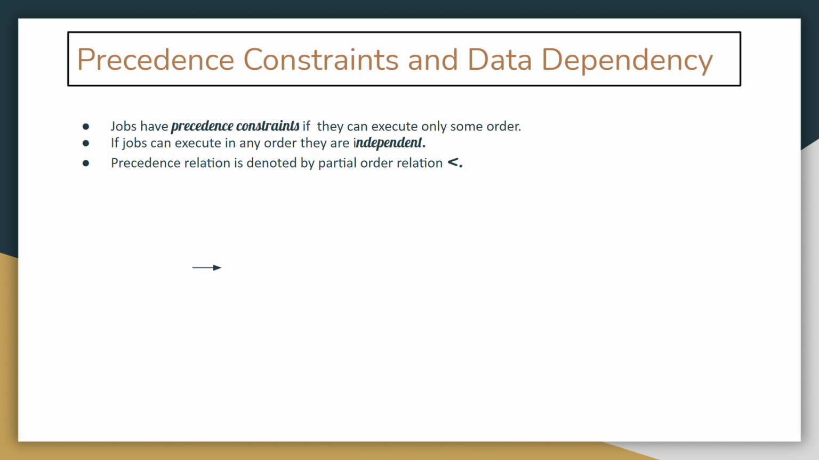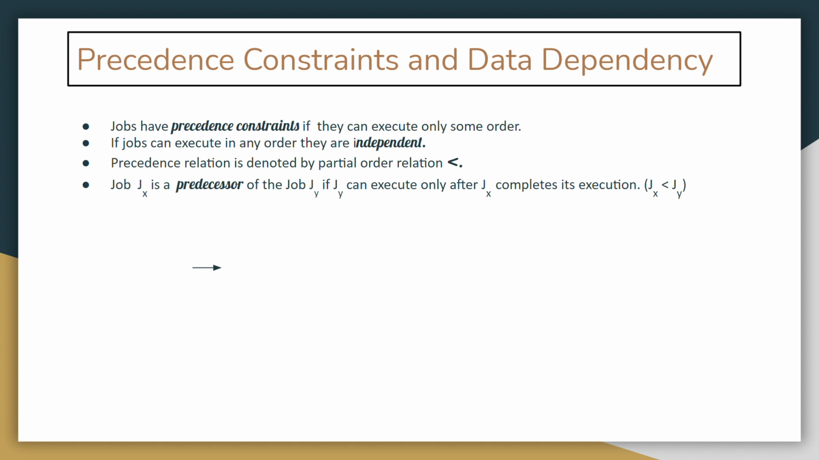Precedence relation is denoted by the partial order relation, less than. So partial order will be reflexive, anti-symmetric, and transitive. And we can refer to one of the online materials for noting down what is a partial order relation. So job Jx is a predecessor of job Jy if Jy can execute only after Jx completes its execution. That is denoted by Jx < Jy. When Jx is less than Jy, never can Jy be less than Jx in a partial order.